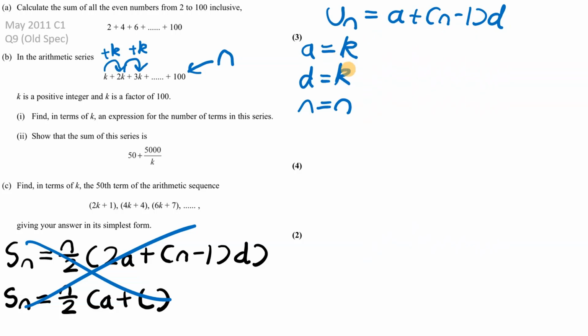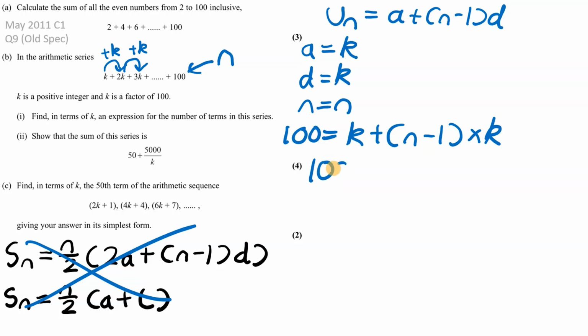What we're going to do is sub these values in here. So this is a, which is k, plus n minus 1, and then d, which is k, and we're going to say that this is equal to 100, and we're going to rearrange in order to find n. Again, because this is the final term in this series, this value of n will be the total number of terms in the series. So in order to find n, let's rearrange this.